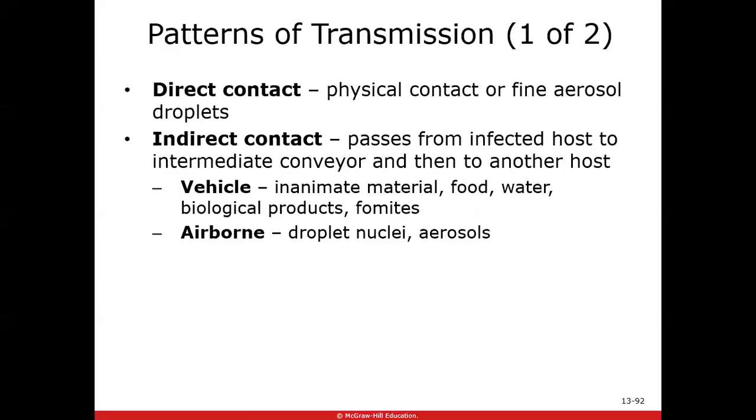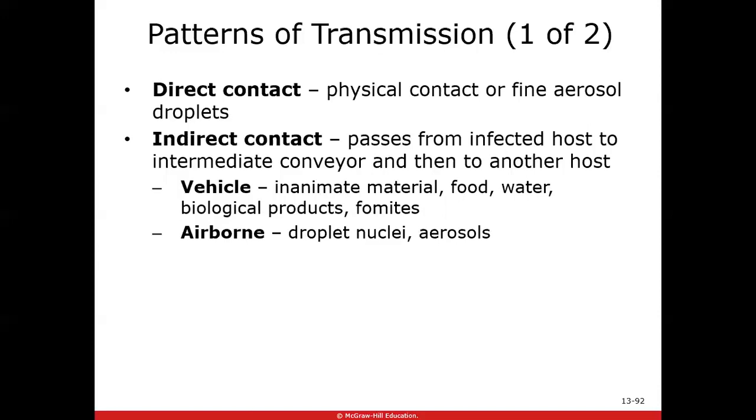Other person takes the money, and then as they're leaving the store or gas station or whatever, they rub their nose. The virus that was on the money now went to their hand, and now they rub their nose, or they eat a candy bar and lick their fingers. Now that virus is in them. So that's indirect contact. It passes from infected host to an intermediate conveyor, in this case the money, and then to another host. So the vehicle is an inanimate material like food, water, biological products, fomites. Fomites would be the money.